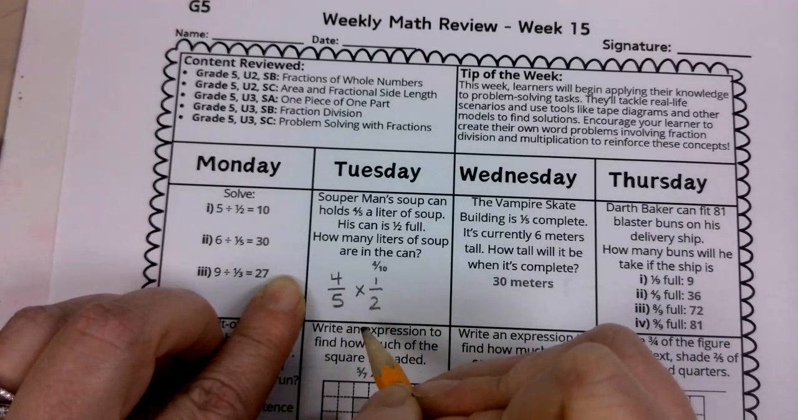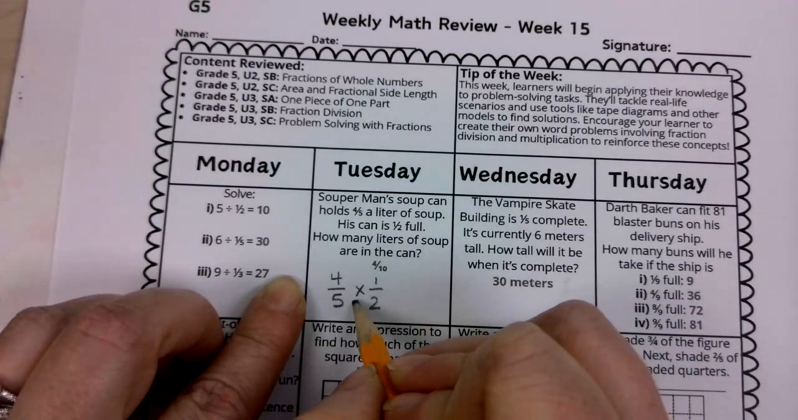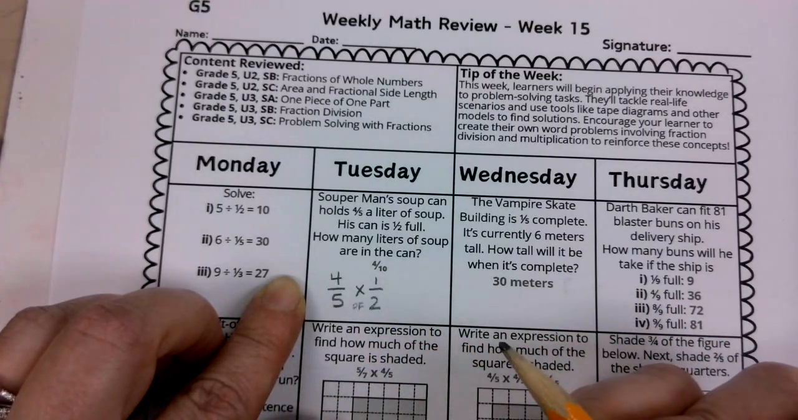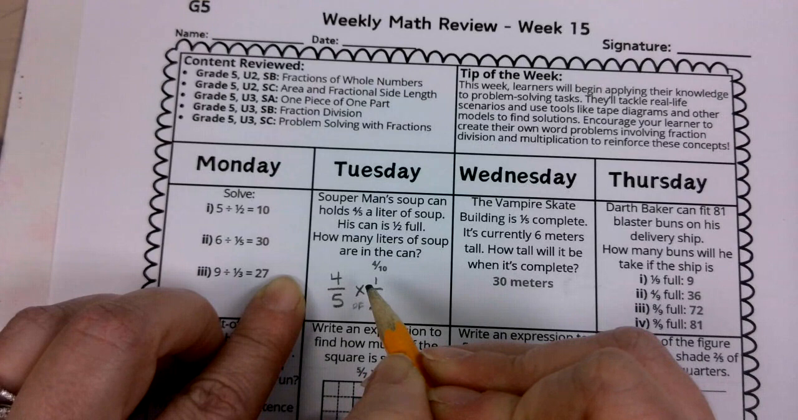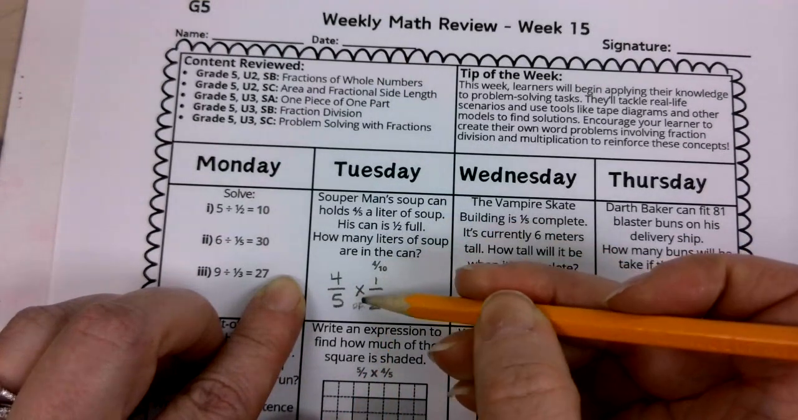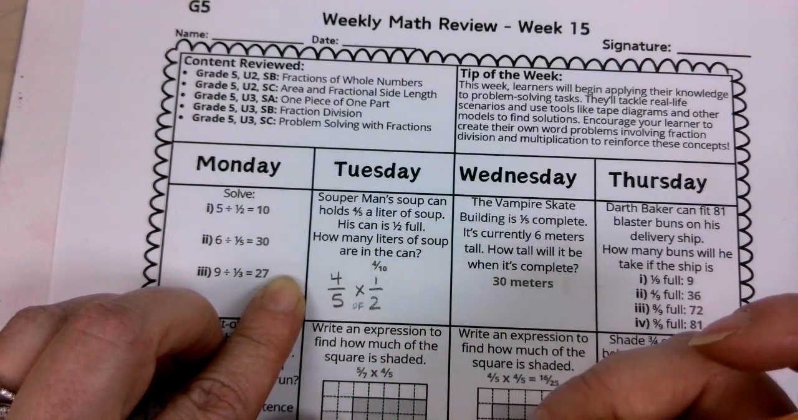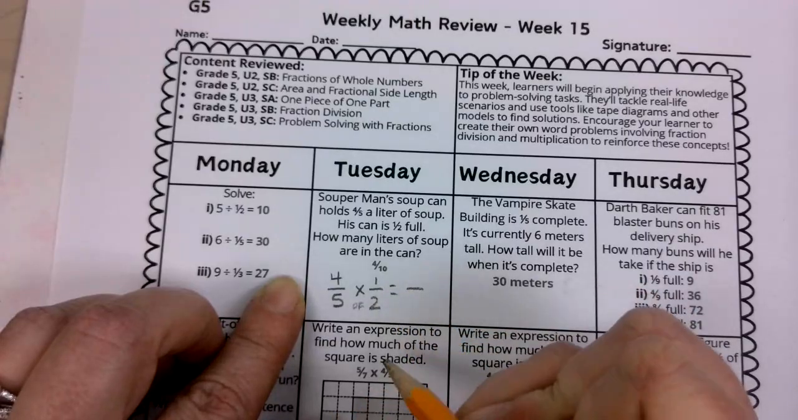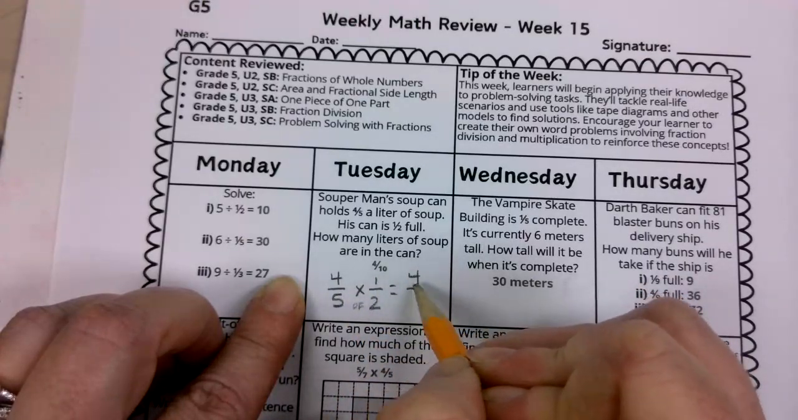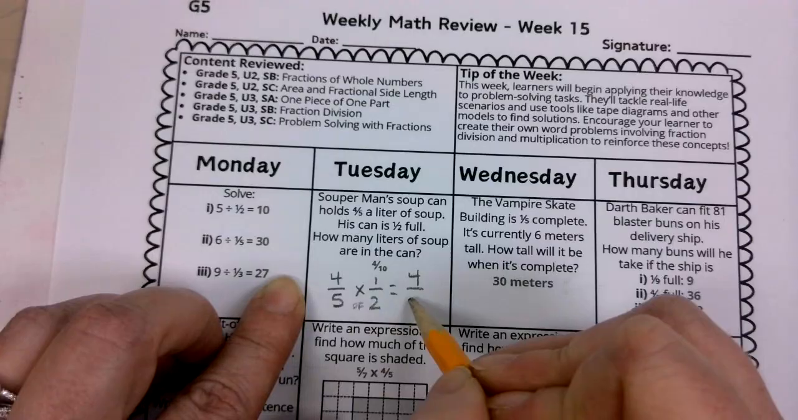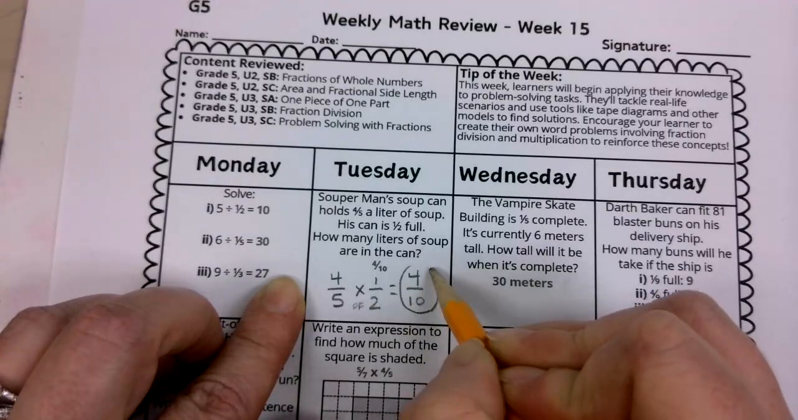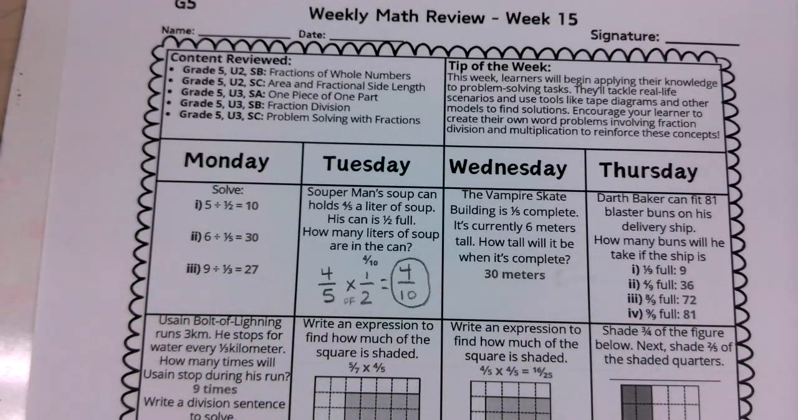To do this, we have to multiply. Remember that keyword "of" helps us think about what is happening when we multiply fractions together. We are asking what is one half of 4/5? To do this, we multiply our numerators. 4 times 1 is 4. We multiply our denominators. 5 times 2 is 10. That's how we get our answer of 4/10. The soup can is 4/10 full.